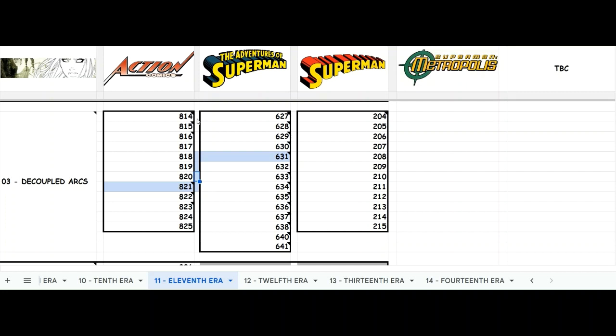Adventure of Superman 633 is called That Healing Touch, Part 1. Again, if I hover over it, you'll see that there's note text for all of these cells explaining what they're called and various bits and pieces. So everything I'm saying is noted here.